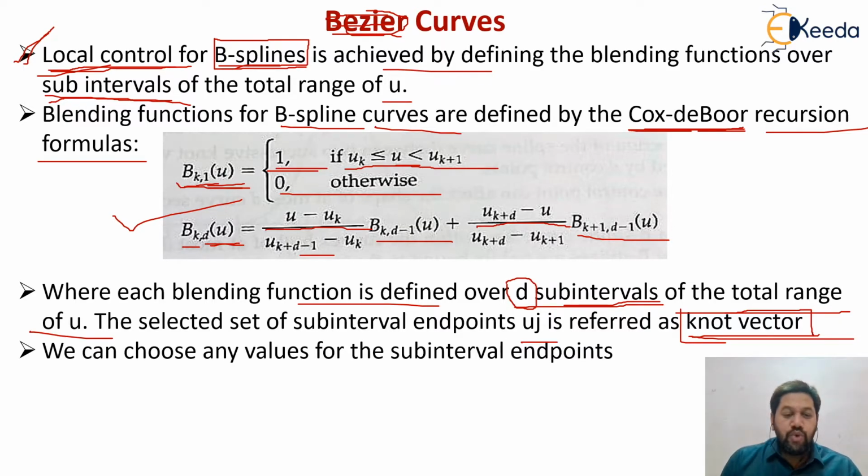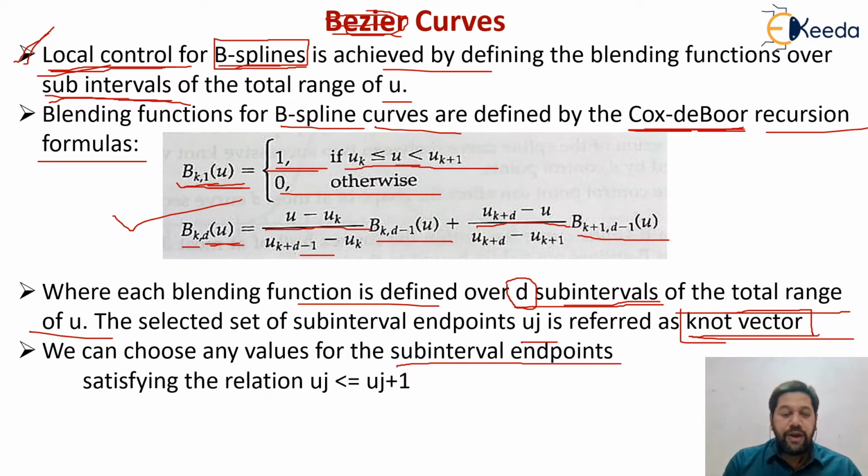We can choose any values for the subinterval endpoints, satisfying the relation that u of j must be less than or equal to u of j plus 1. That means if I have the second point as a subinterval, then it should be less than the j plus 1, so the next point should have the next value. That is the relation we are considering: u of j should be less than u of j plus 1.